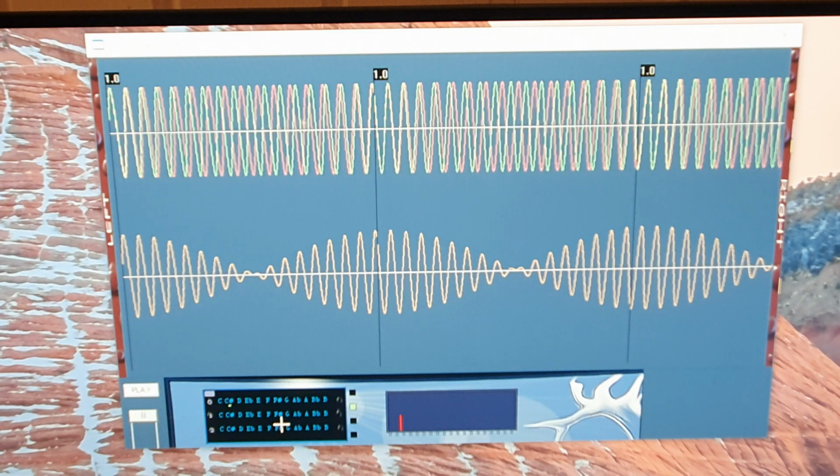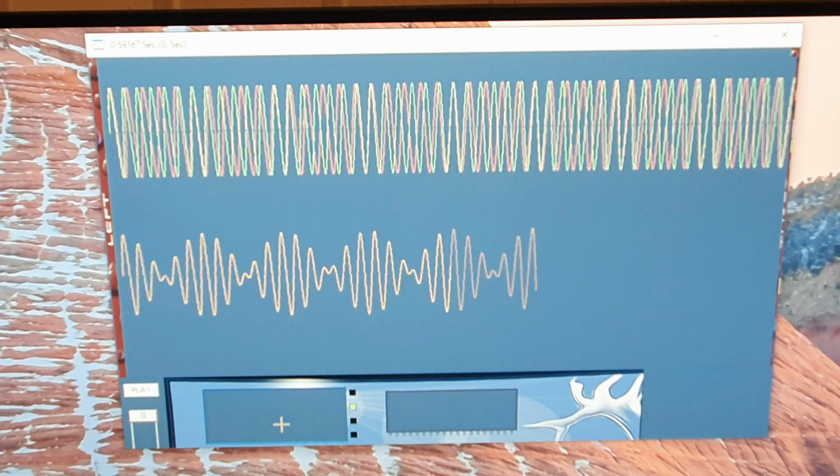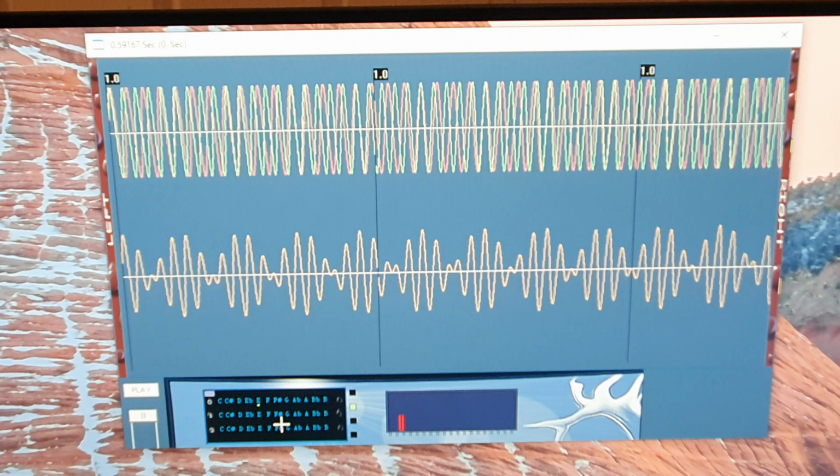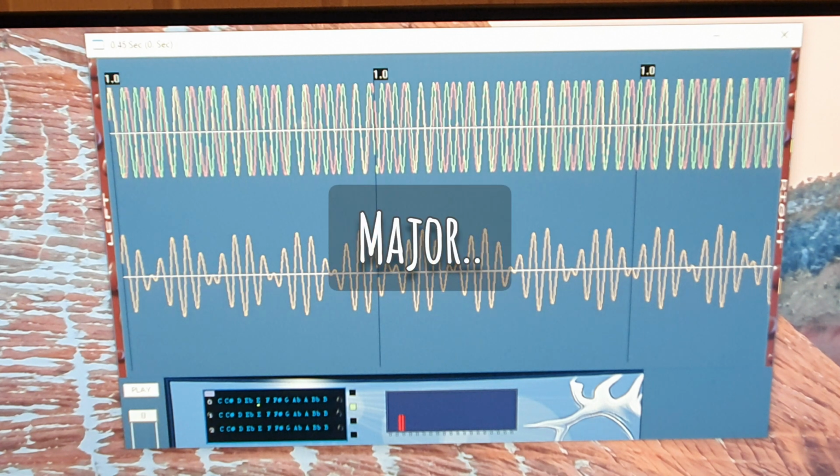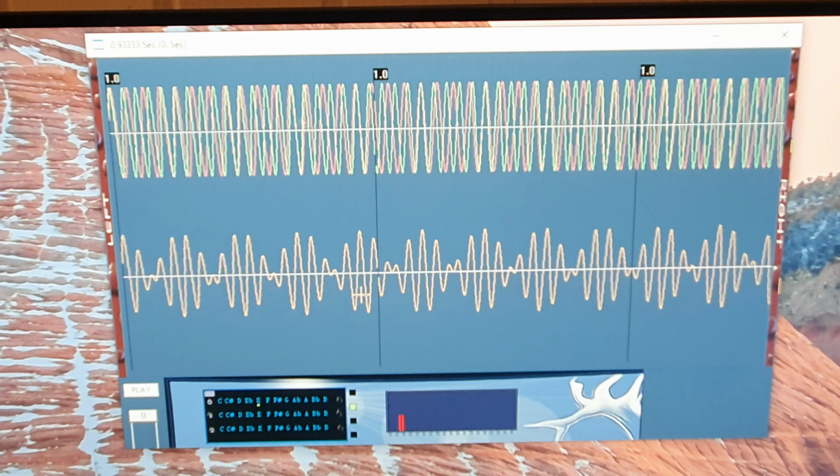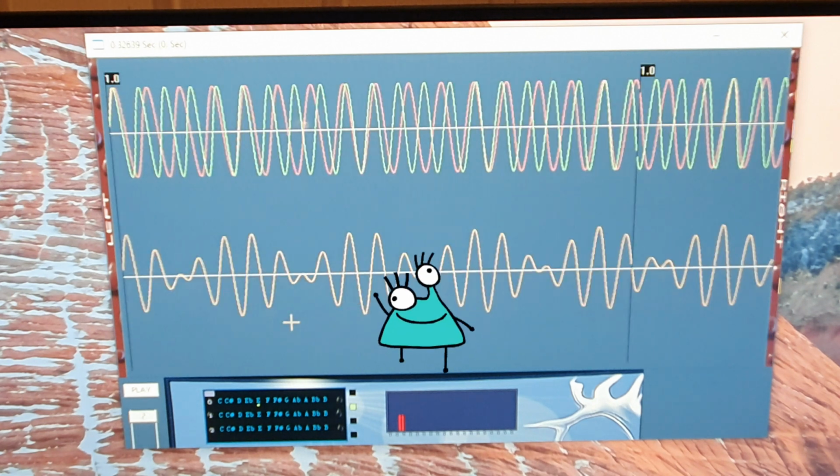Now I'm going to show you how it looks when our root note C0 is mixed with an E0. The interval between these two is a major third, and that is the interval of happiness. You better be smiling! And these tones sound like this together.